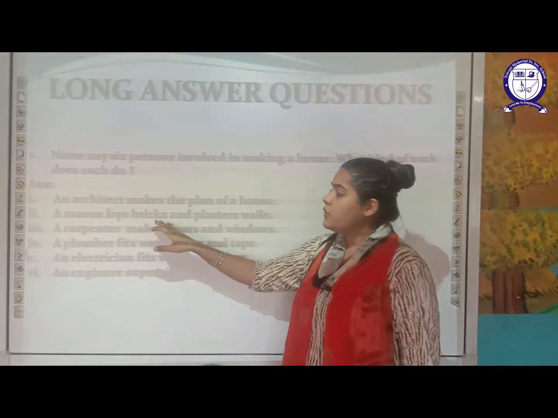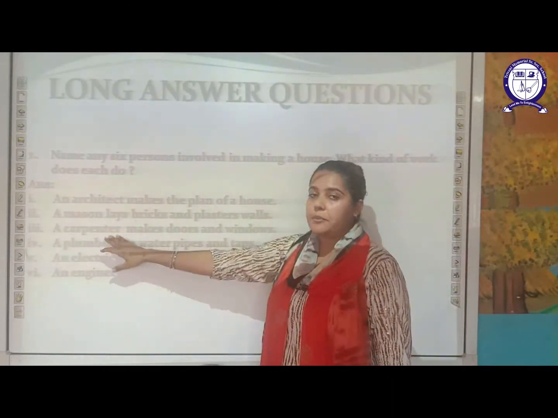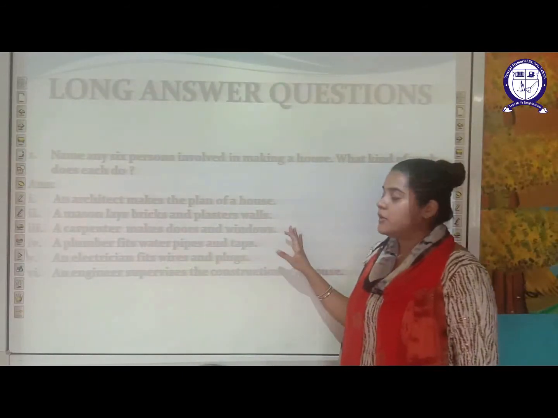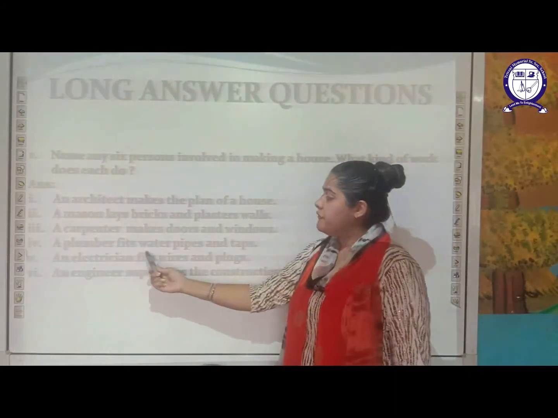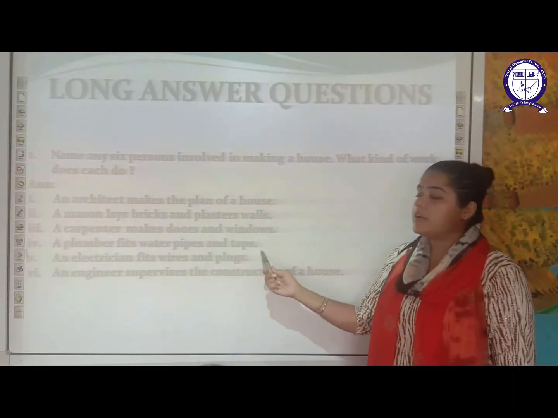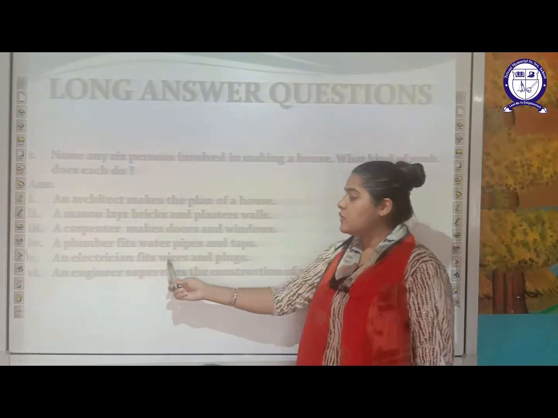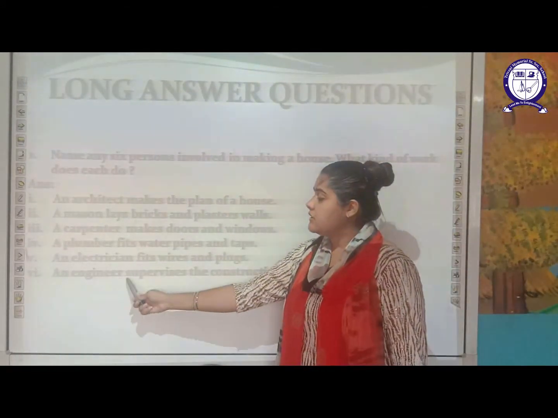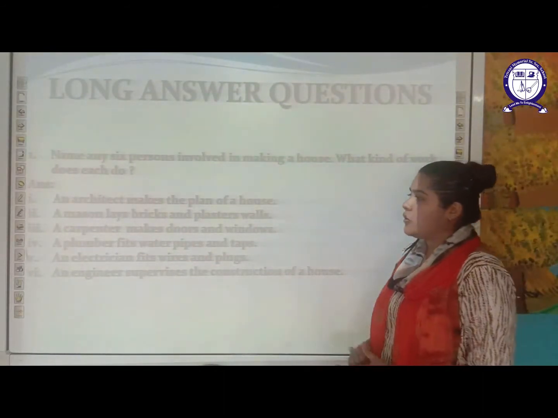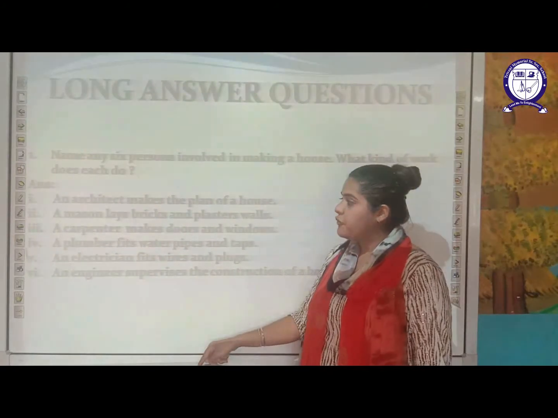Next, a mason. A mason is going to lay the bricks and plaster the wall. The third one is a carpenter. A carpenter makes the doors and the windows of the houses. Next one is a plumber. A plumber fits the water pipes and taps. Next is an electrician. An electrician is going to fit the wires and plugs. The last one is your engineer. He is going to supervise the construction of the whole house. So remember these 6 persons and the work performed by them.